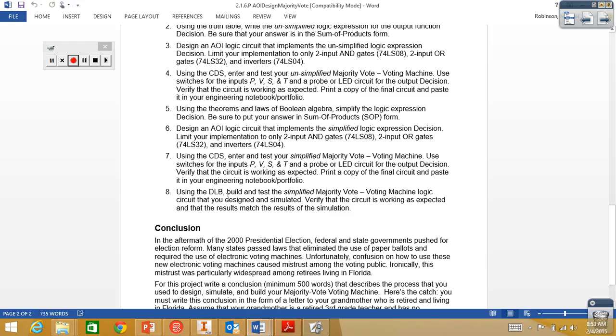Using the digital logic board, you're going to build and test your majority vote machine and make sure that the circuit is actually working as expected. You'll take a picture of that and include it in a portfolio, just like we've done in the past. The only other part to this is we're going to have a picture of the circuit, a picture of the copy of the Multisim circuit, along with a picture of the actual breadboard working.